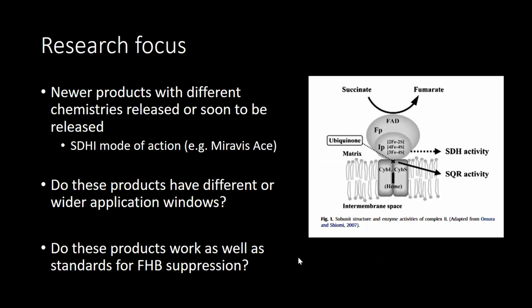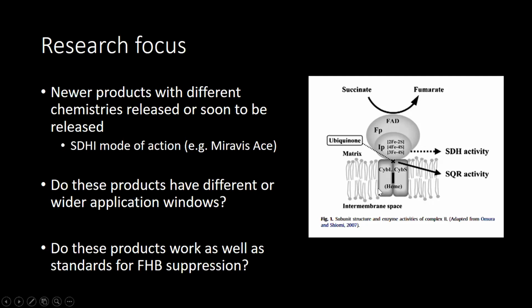So we've got new fungicide chemistries that are being released or will soon be released. These have a succinate dehydrogenase inhibitor mode of action. That's basically something that's going to inhibit the ability of the fungus to produce energy for itself. The one that everyone's probably most familiar with right now is Miravis Ace. In the next year or two, there's going to be a couple other products coming out from other industry partners that will also have this sort of mode of action.